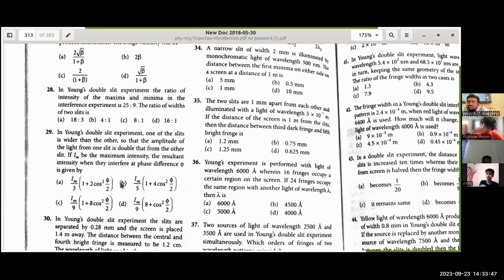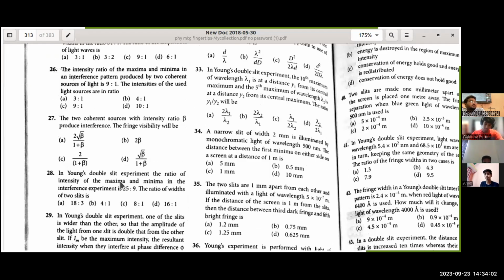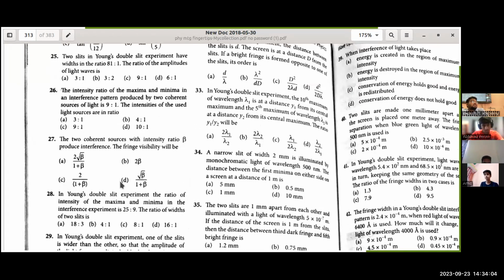Sir, I am not getting the answer. You have not written the answer, or not understood the answer? I have not understood how to do it. Like 26, which 26, the 26 of 29? 26. 26. Okay.